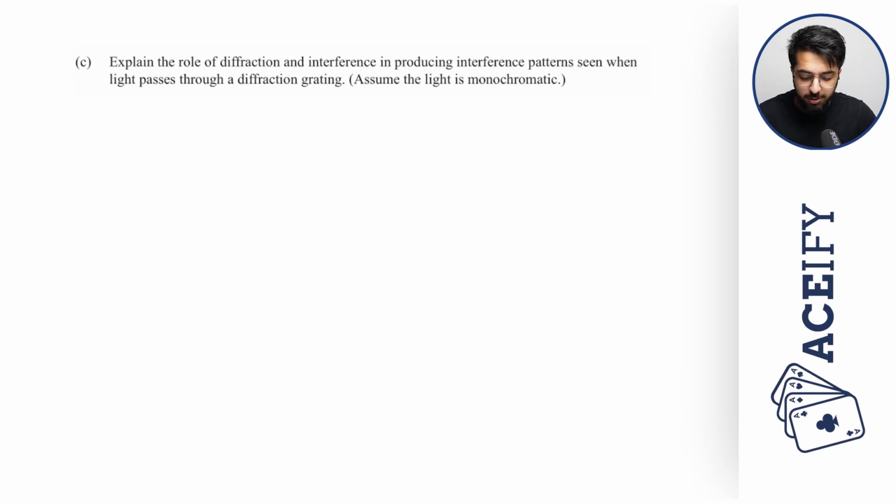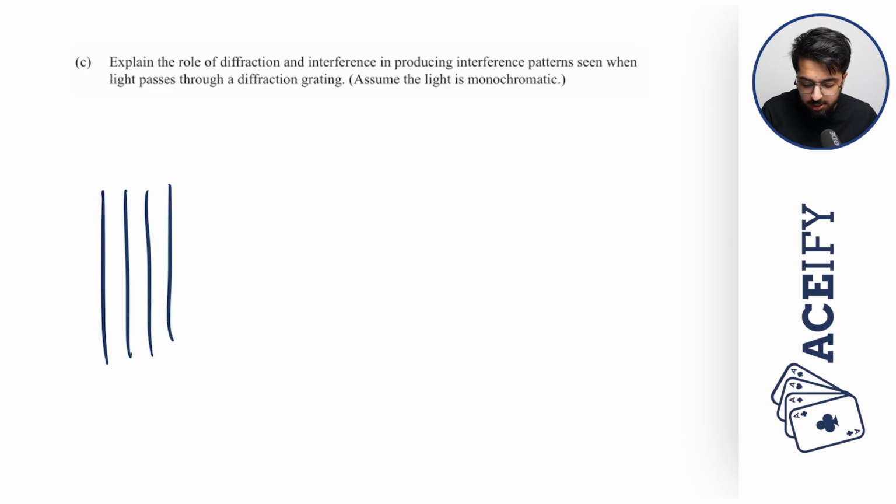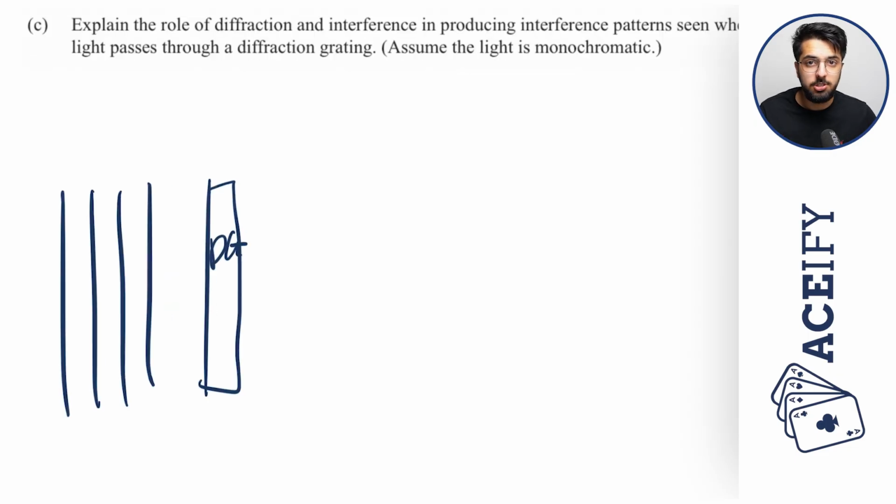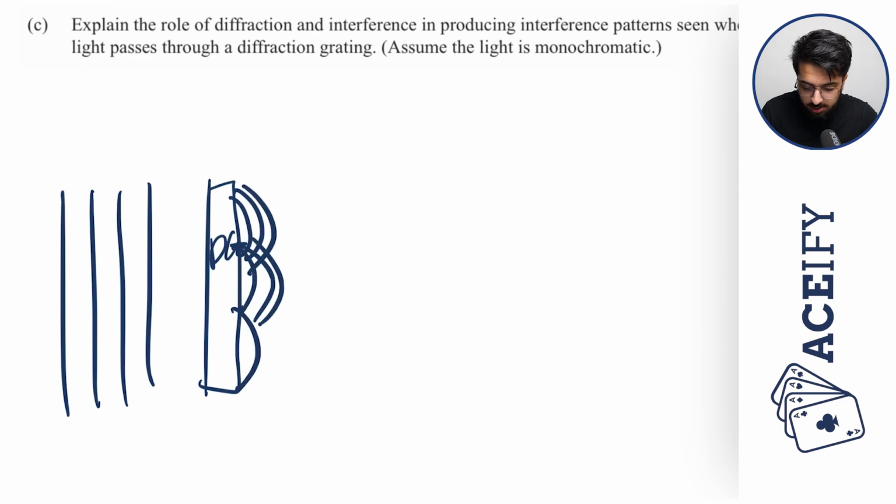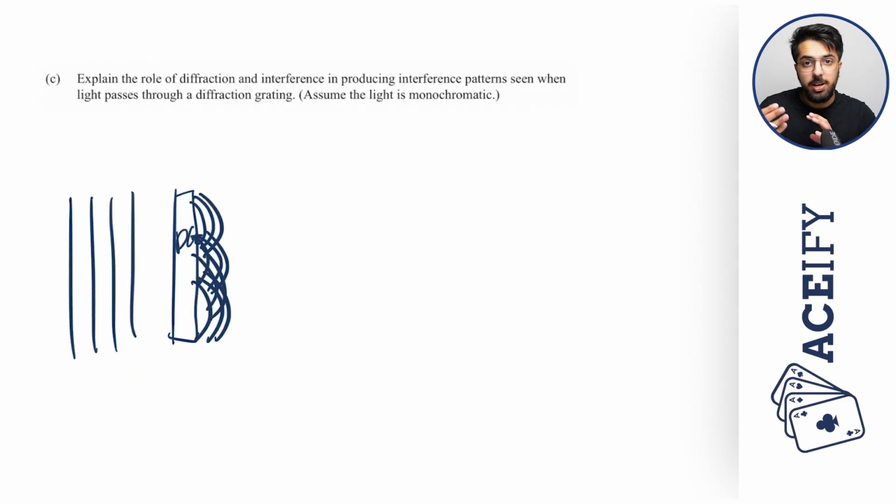Explain the role of the diffraction grating and interference in producing interference patterns as seen when light passes through a diffraction grating. Alright, so when monochromatic light goes through a diffraction grating, okay, this is our diffraction grating right here, as it passes through the slits, it's going to diffract, and therefore each diffracted light wave that goes through the slits acts as a point source. And so what it's going to look like is we're going to get thousands of these, okay? Obviously, I can only draw a few, but there's going to be thousands of them. Alright, and these waves are going to interfere with each other and they're going to reach a screen.